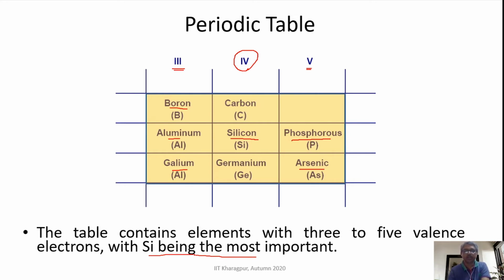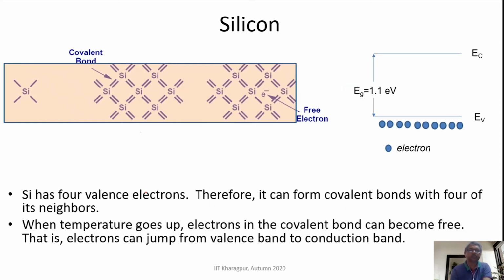It basically interacts with 4 neighboring silicon atoms to form covalent bonds. So here is the image. Each silicon here will interact with 4 adjacent silicon atoms and form covalent bonds, so that it can effectively have 8 electrons at the outermost shell.